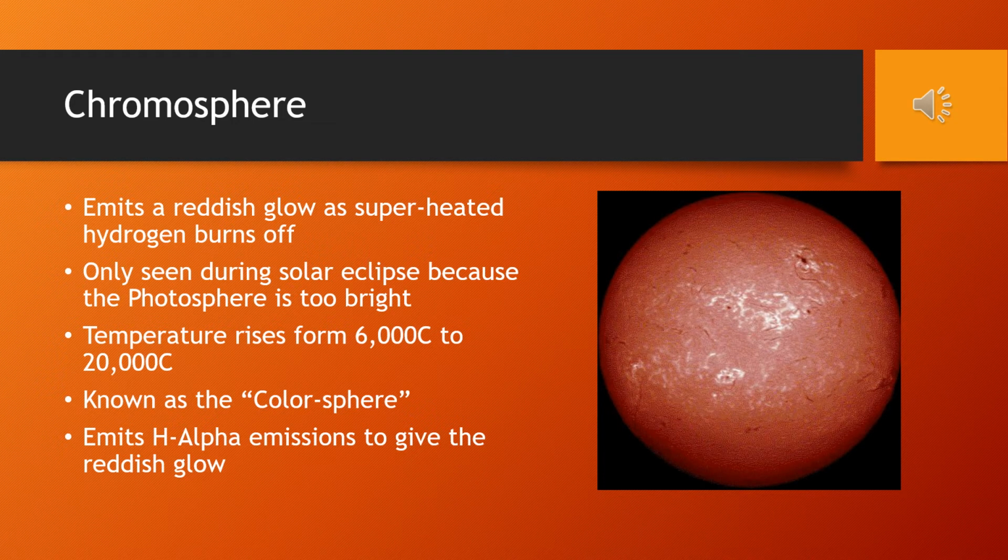The chromosphere is kind of the atmosphere that surrounds the photosphere. It emits a reddish glow as superheated hydrogen burns off of the sun. It's only seen during a solar eclipse because the photosphere is too bright. There are too many light rays coming at our eyes. The temperature rises from 6,000 degrees Celsius to about 20,000 degrees Celsius. People call it the chromosphere because of the reddish hue that comes off because of H-alpha emissions.